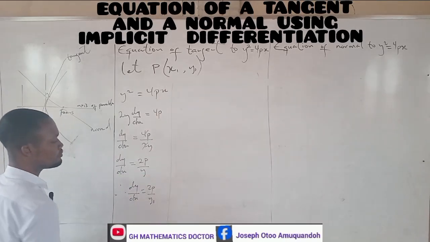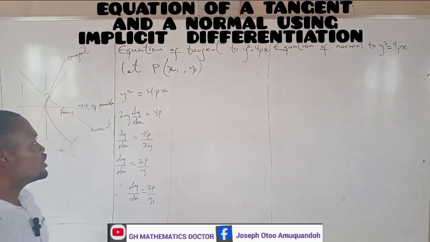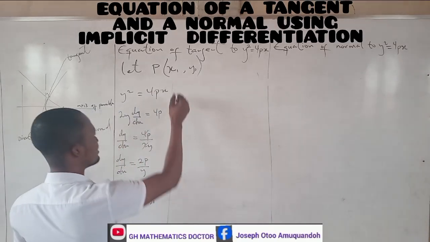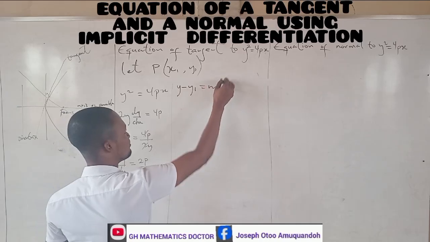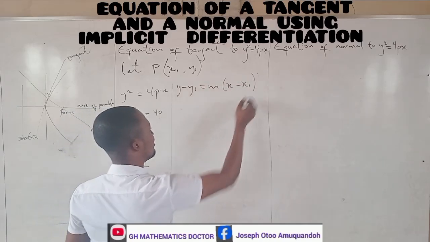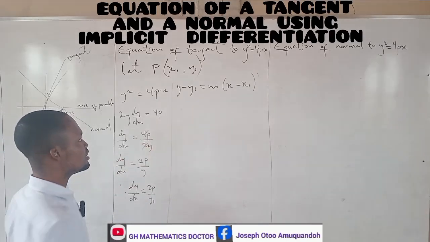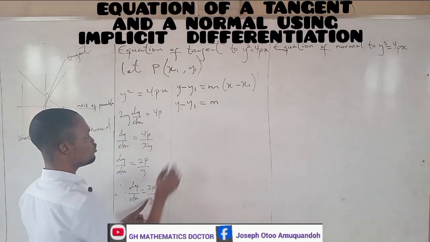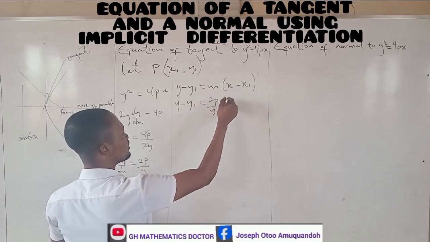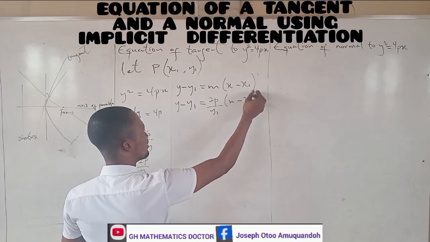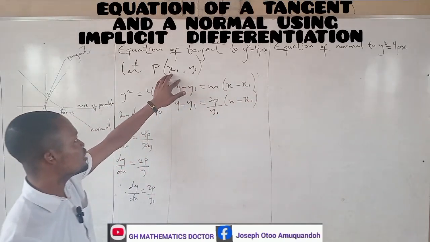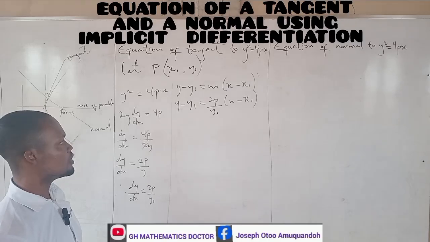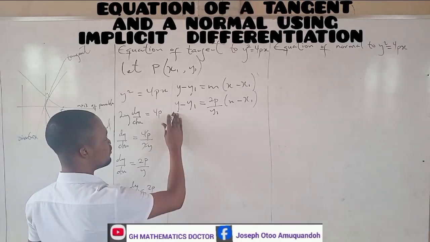Alright, now we're going to determine the equation of the tangent using the standard equation of a straight line, which is y minus y1 equals m into bracket x minus x1. We substitute the gradient into this equation. We have y minus y1 equals 2p over y1 times x minus x1. This y1 and x1 are the coordinates of the point P. Our LCM is y1, so we multiply throughout the terms in this equation, and we have three terms.